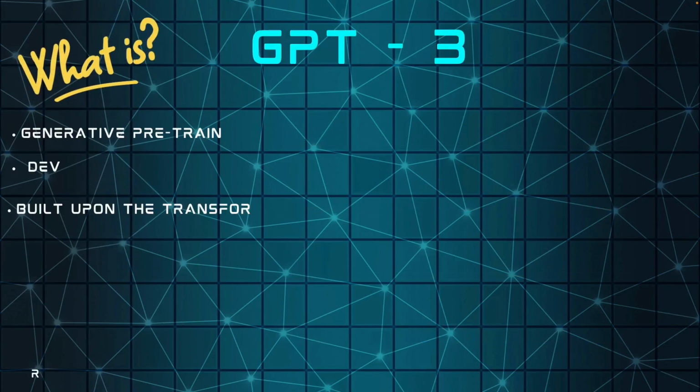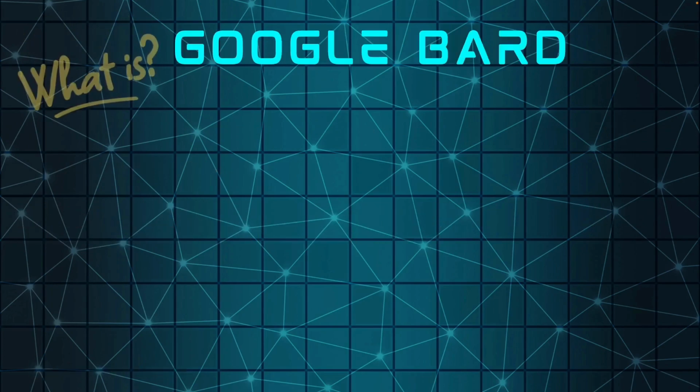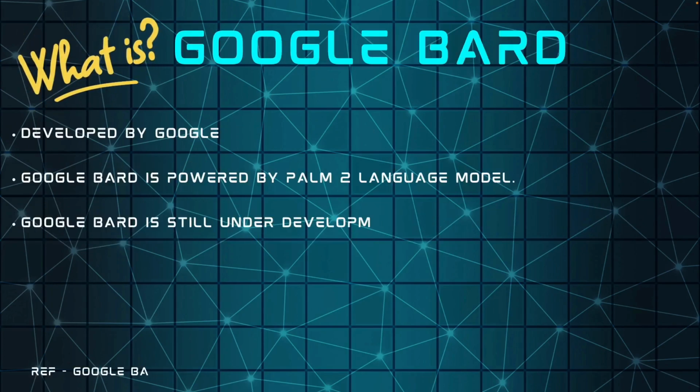Okay, so now when we come to GPT-3, if you look at the name, it is nothing but Generative Pre-trained Transformer. It is developed by OpenAI and it is based upon the transformer architecture. Similarly, when we go for Google Bard, it is developed by Google and it is powered by the PaLM 2 language model. There are different language models, and if you are interested you can look into them separately. And it is still under development.